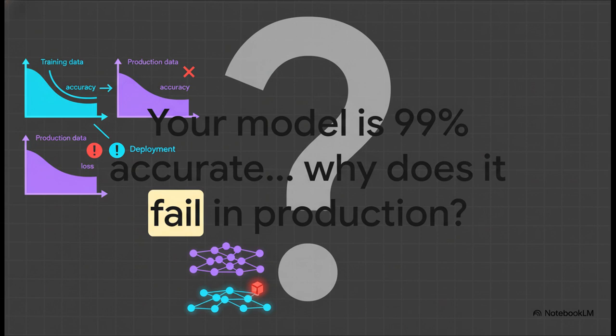You've spent days, maybe weeks, training a model. The loss is way down, your accuracy on the training set is like 99%. It's looking perfect. But then you deploy it to production, you feed it new data, and the performance just completely falls off a cliff. So what's going on?